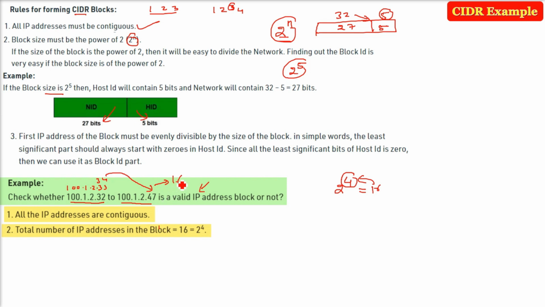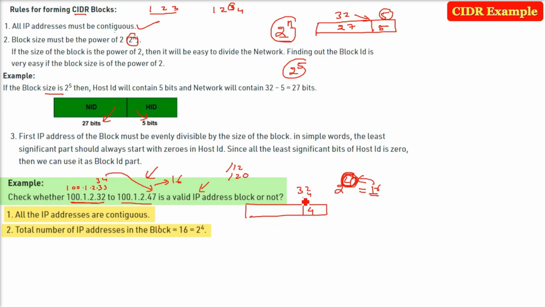The third rule is the first IP address of the block must be evenly divisible by the size of the block. What does it mean? The least significant part should always start with zeros in the host ID. Because all the significant bits of the host ID are 0, then we can say that this is the block ID part. So we assume in this case that 100.1.2.32 is our first address of the network, or it actually indicates the network. So 2 to the power 4, what does it mean? In this case, we have 4 bits for the host ID.